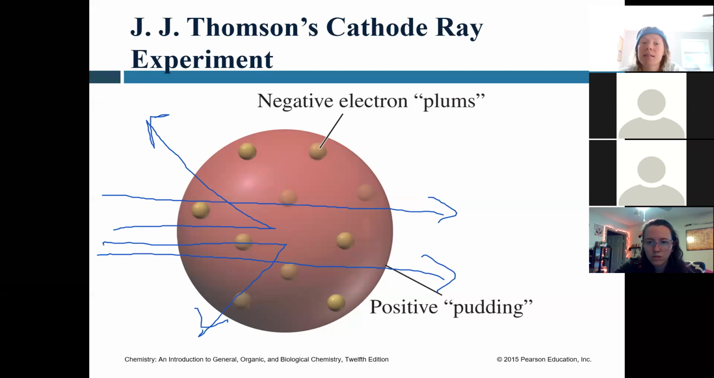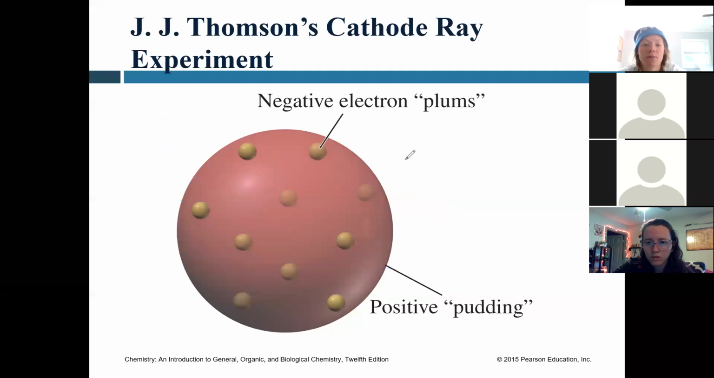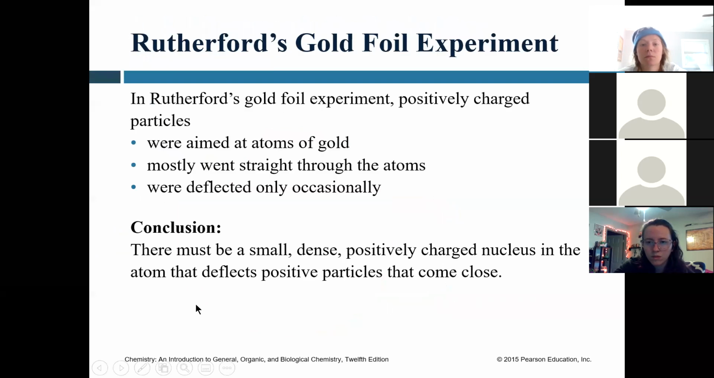And he was like, that doesn't make sense with this idea of the plum pudding model. So why are we having this deflection? What he ended up concluding was that something had to be in the way, that there was a very small but very dense, positively charged nucleus in the center of the atom, and that is what is deflecting the alpha particles. So instead of it being just electrons floating in a soup, there's a center. Kind of think of it like a solar system. The center nucleus would be like the sun, and the electrons are sort of orbiting around it like planets.